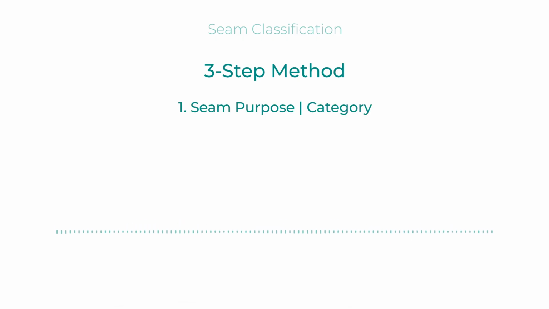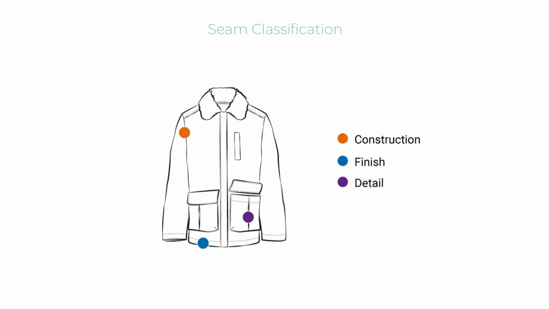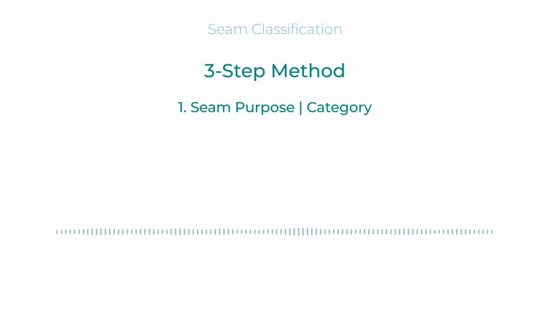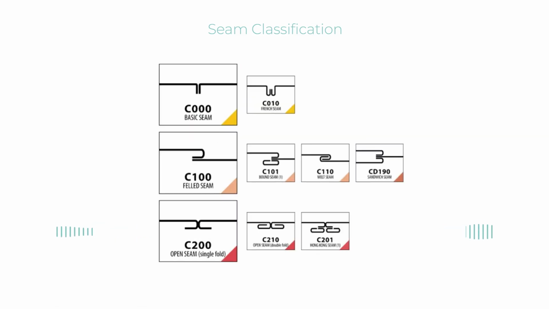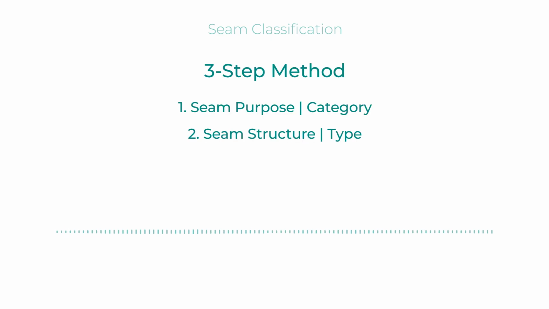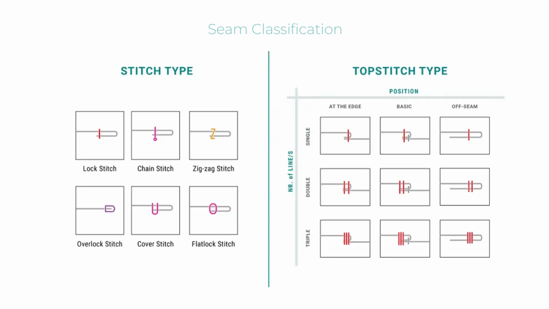Step 1, purpose first. Look at the specific seam location on your garment sketch and decide, is this primarily a construction seam, a finish seam, or a decorative seam? Define the category first. Step 2, structure. Once you know the purpose, you determine how the fabric layers actually need to sit to achieve that purpose. Purpose, then structure. What is the final step? Step 3, top stitch. This is where you choose the specific thread loop type.